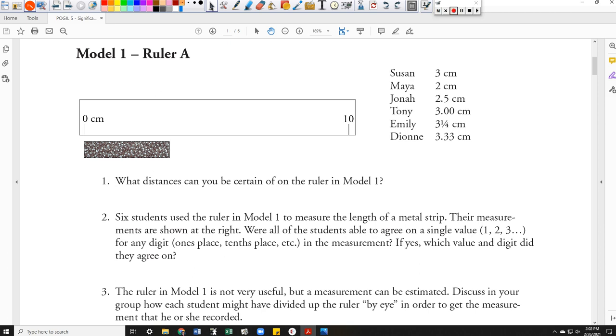So number two, 6 students used the ruler Model 1 to measure the length of a metal strip, which is what that little gray bar is. Their measurements are shown at the right. Here's the question. Were all of the students able to agree on a single value for any digit in this measurement? No, they weren't.